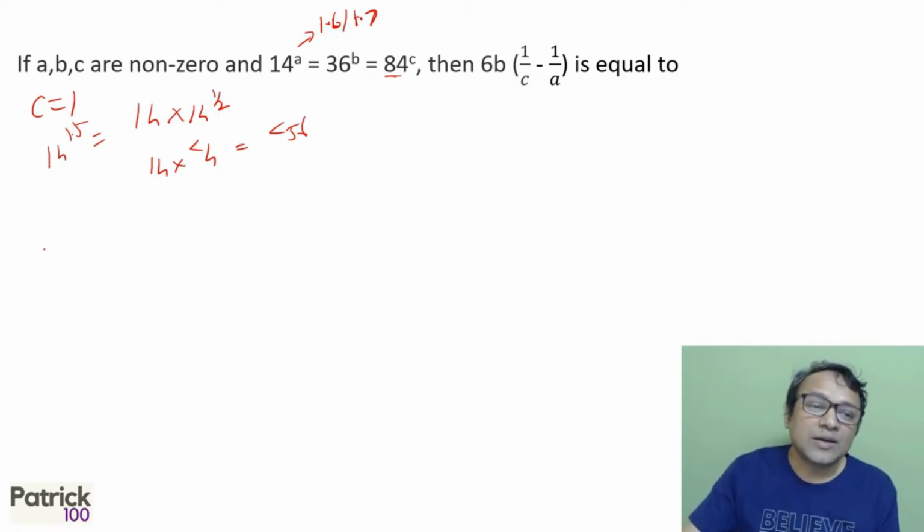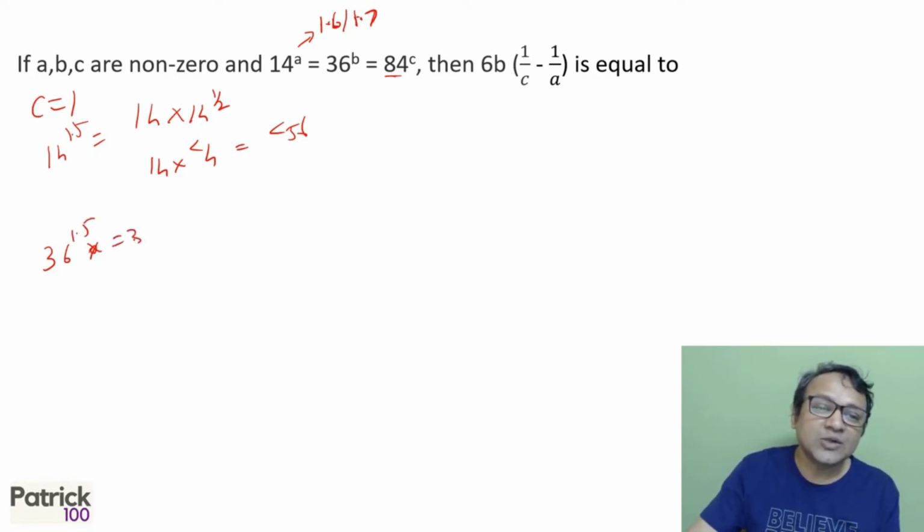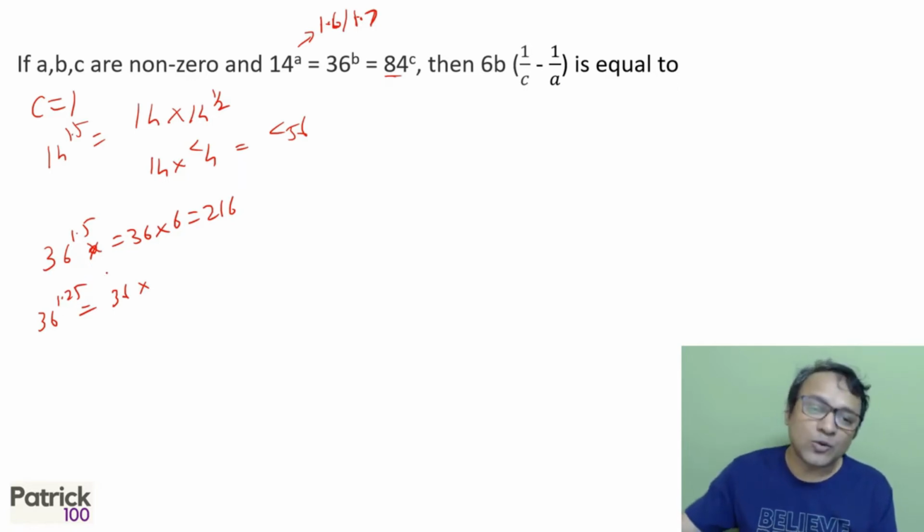B, if I look at it, 36 raised to B. If I take B, it will obviously be smaller. Let's say 1.5: 36 raised to 1.5 is nothing but 36 into 6, 216, too big, much more than that. If I take 36 raised to 1.25, it is 36 into the square root of 6 also, because 0.25 means square root of square root.